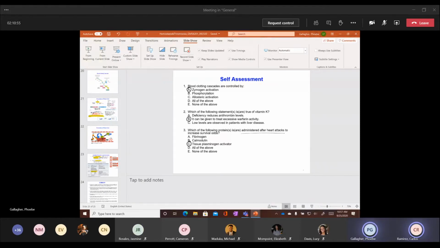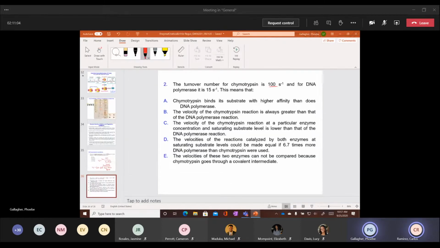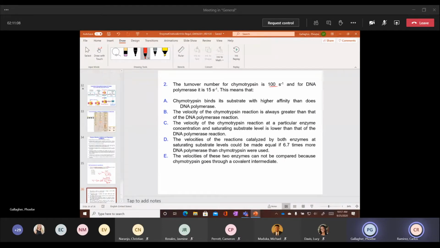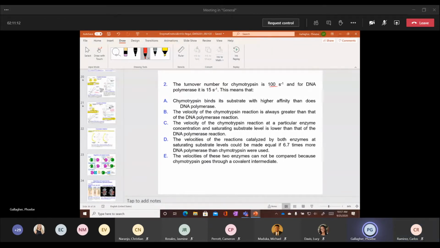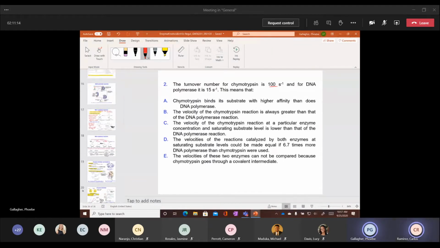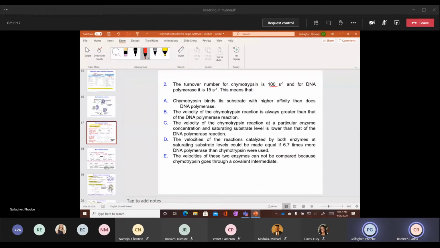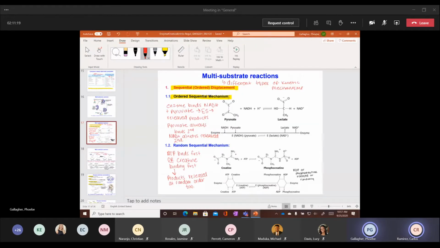Hey Phoebe. I have a question. Could you briefly go over the multi-substrate reaction again from the first lecture? From the last question we did, the ordered one on the Kahoot. Right, yeah. You want just the ordered sequential mechanism? Yeah, and how you said it wasn't important to differentiate between the random sequential and the ping pong.